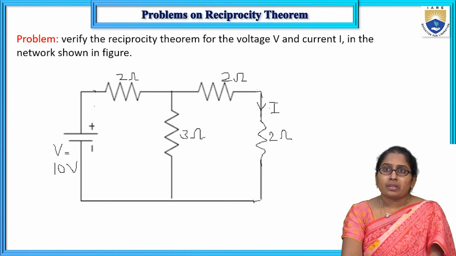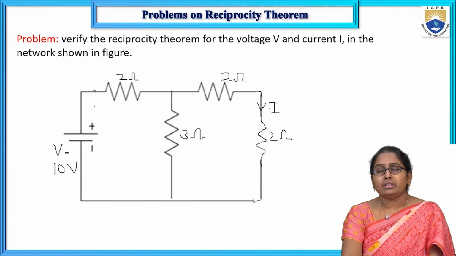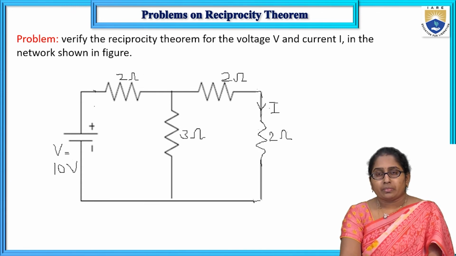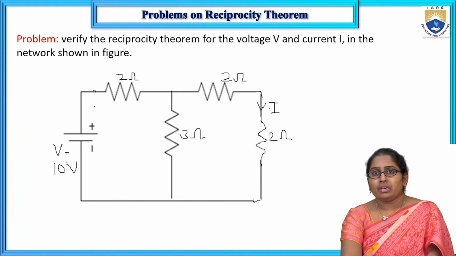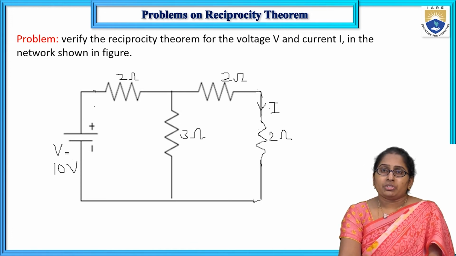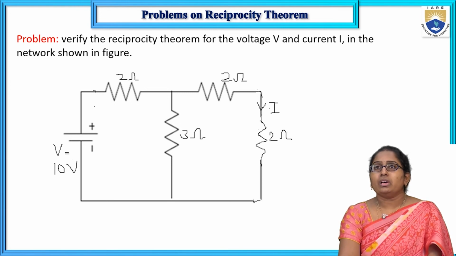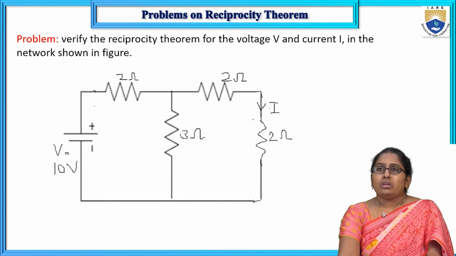Next, one more problem. Verify the reciprocity theorem for the voltage V and current I in the network shown in the figure. So for the voltage V that is shown here and the current I that is also shown here, flowing on this other side through the 2 ohm resistor, which is the same as the other 2 ohm resistor also. So that is what is mentioned: verify the theorem for the voltage V and current I. So now case 1.